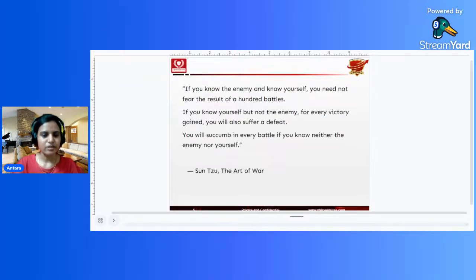So here's an interesting saying from Sun Tzu's The Art of War. It goes like, if you know the enemy and you know yourself, you need not fear the results of 100 battles. So I'm just going to quickly relate this into cybersecurity terminology. So here, you means your organization, right? The enemy is the attackers, right?